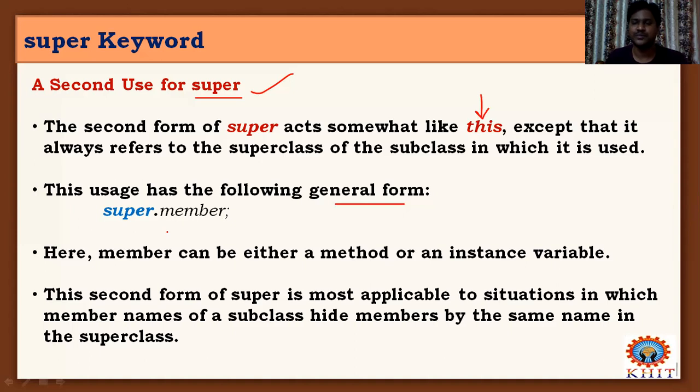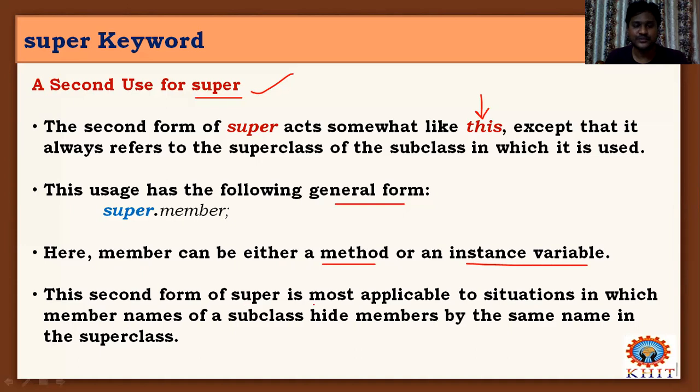This is the general form of super for accessing a member of a superclass, and it is used when we get the problem in the naming convention: defining a member of a class inside a subclass with the same member name as defined in the superclass, right? Here that member can be either a method or an instance variable.